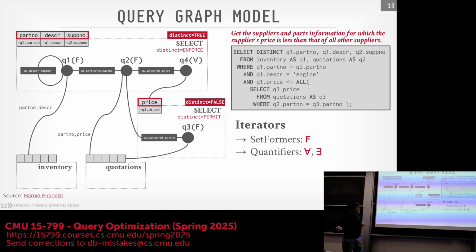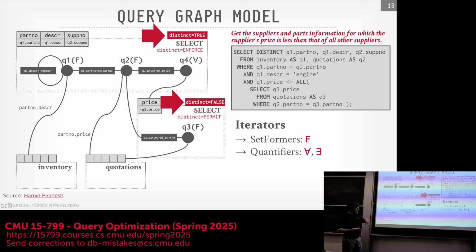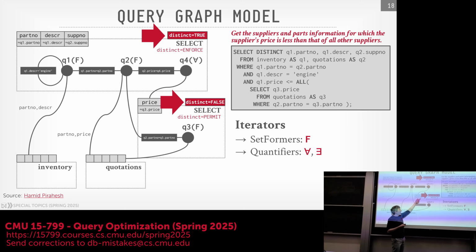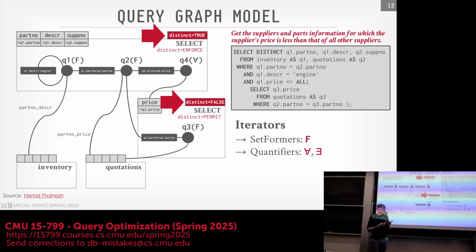The other thing that I don't think is very clear in the paper I assigned you is that they talk about the distinct flags in the head, but they don't talk about what's actually inside the body as well, and that'll come up in a second. But they also want to keep track of whether the output of a box is going to be distinct or not. This has to do with determining when you're allowed to merge boxes together, and guaranteeing the property of uniqueness to ensure that the result is going to be correct.